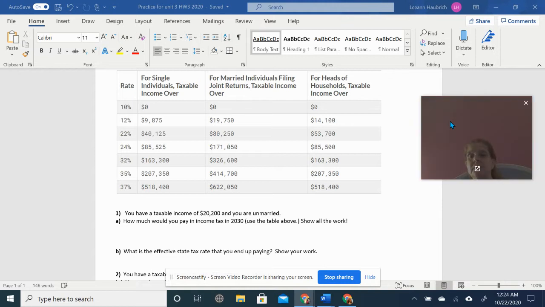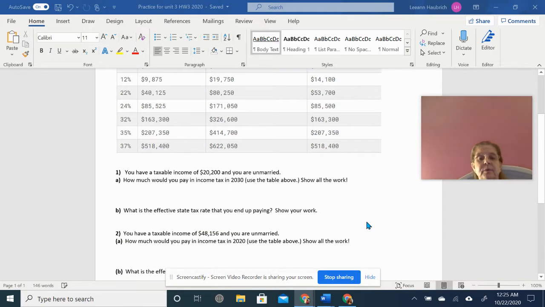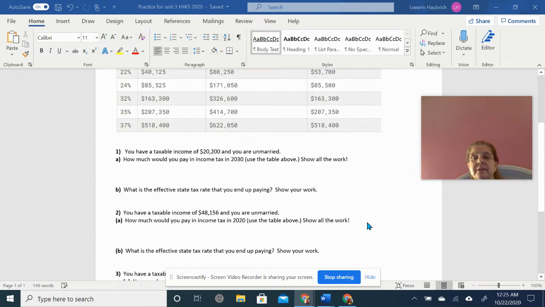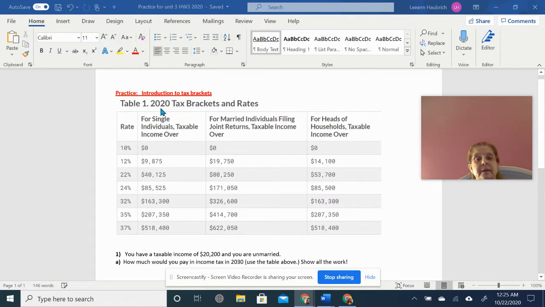So this is what I would have done last night, and hopefully, if anybody logs on tonight, because it's already Thursday, it was to show you how to use this table. The three examples here are very, very similar to the three examples that you have for homework. The only difference is these use the 2020 tax bracket, and the one for homework uses an older one from the textbook.